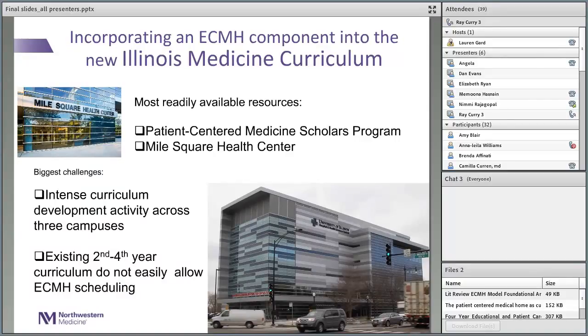We happen to have a very large, in fact, one of the oldest FQHCs in the country here on campus and wholly owned by the university, called Mile Square Health Center. The genesis of the name comes from the fact that the neighborhood in which its original location was planted some 30 years ago was a square mile that had some of the worst health statistics in the country.